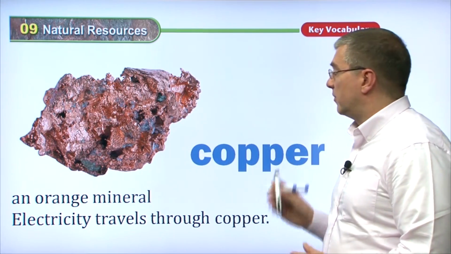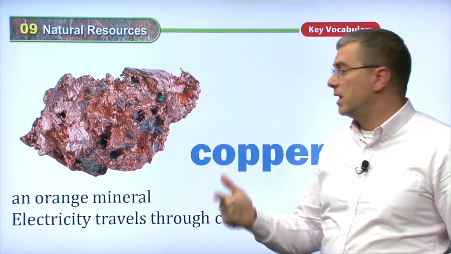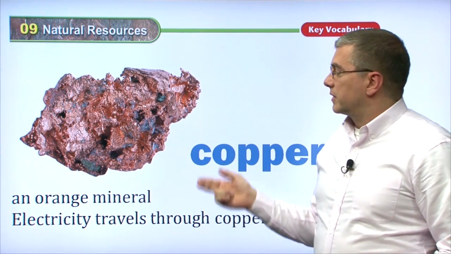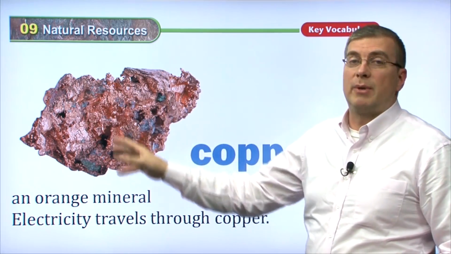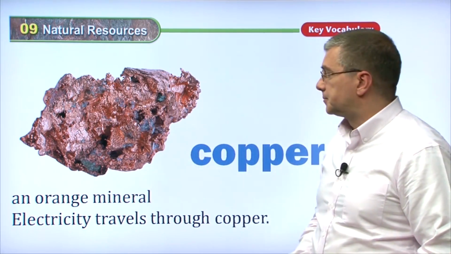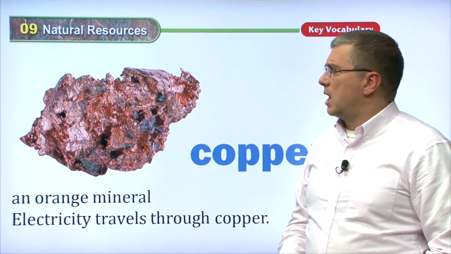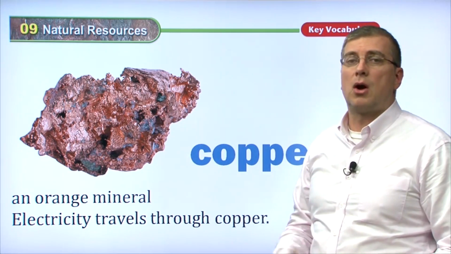Another very common type of mineral that's similar in style to gold and silver is copper. Of course, copper is a lot more common than gold, and copper is an orange mineral. Why do we use copper? By the way, copper is also used as money. A long time ago, they used copper as money.